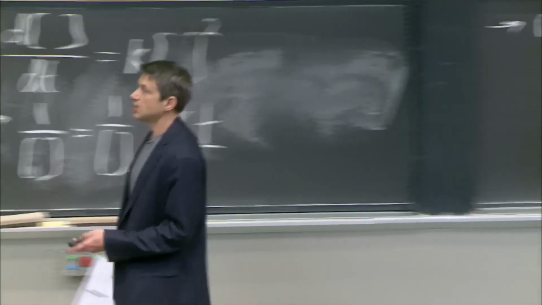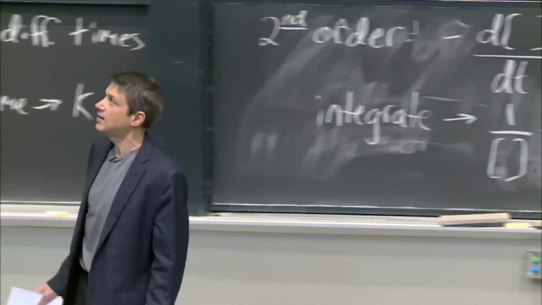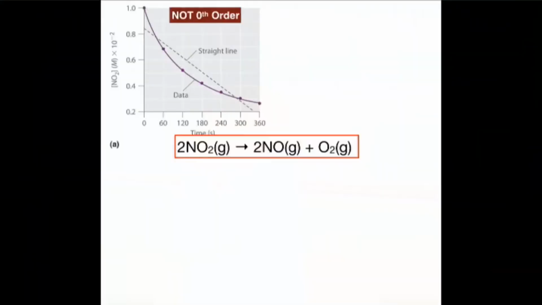So let's look. Let's say I had this data and I try to plot it. Well, the first thing I do is I say, okay, hold on. If I plot the concentration versus time, that's what it looks like. Not linear.